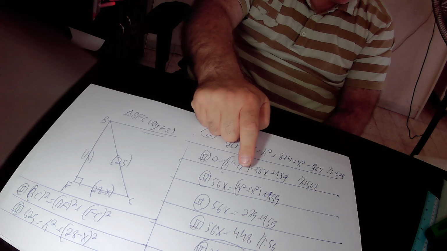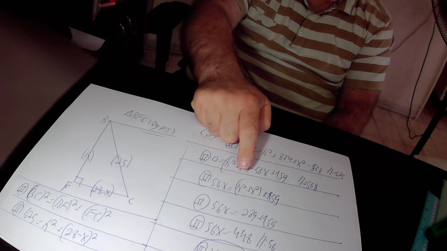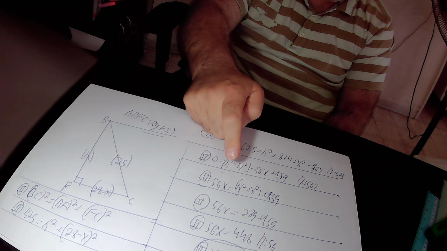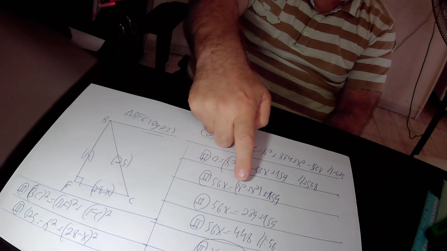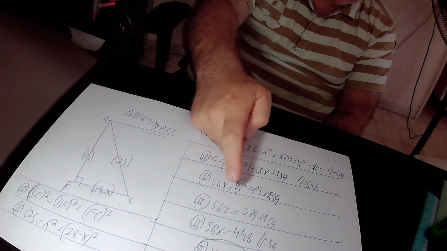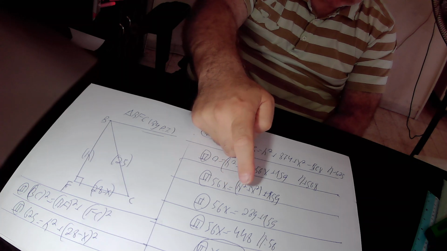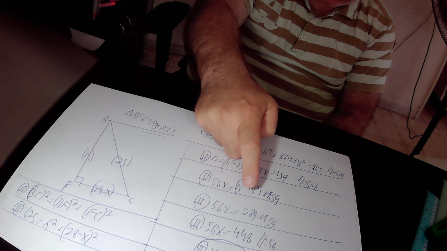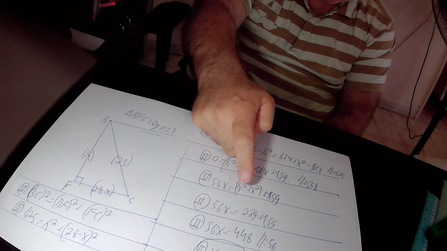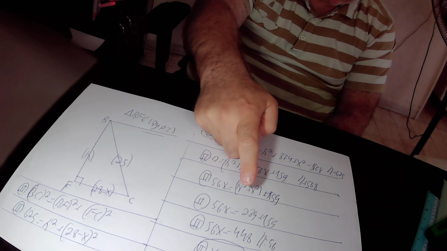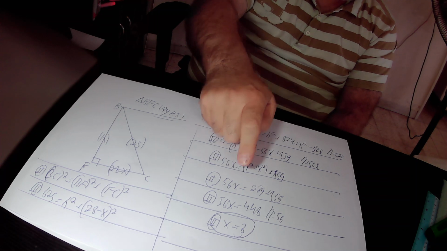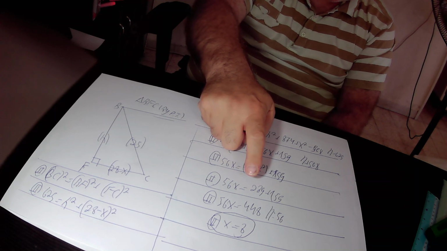So we substituted H squared plus X squared by 289 and found that 56X equals 289 plus 159. 289 plus 159 is equal to 448. So in total we found that 56X equals 448.